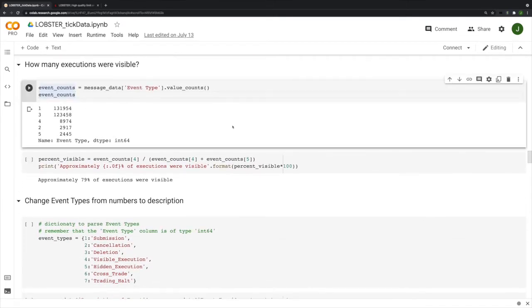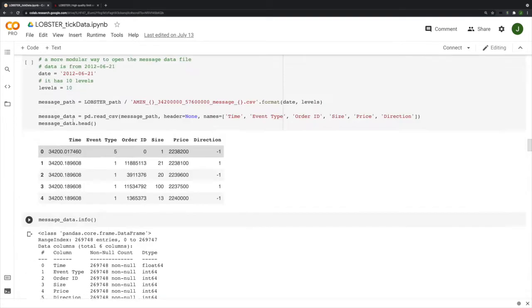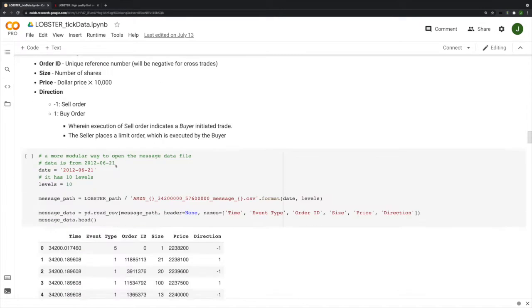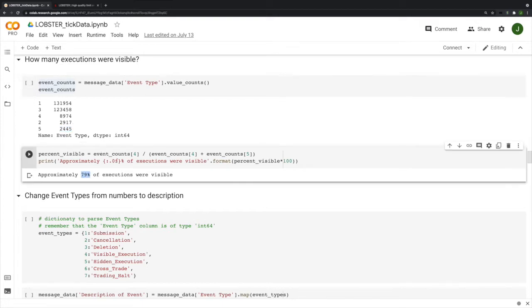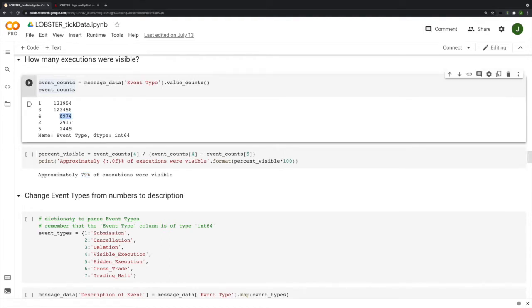So how many executions were visible? Now that we're exploring the data, that's our first question that we really want to ask. So event counts, we've got a count of how many times each event happened. Which one was execution of a visible limit order? It was number 4. So let's look down at that. It was about 9,000. Number 5 was execution of an invisible or a hidden limit order. So down here shows us about 79% of all executions were visible. This number divided by the sum of these two numbers is what we're looking at.